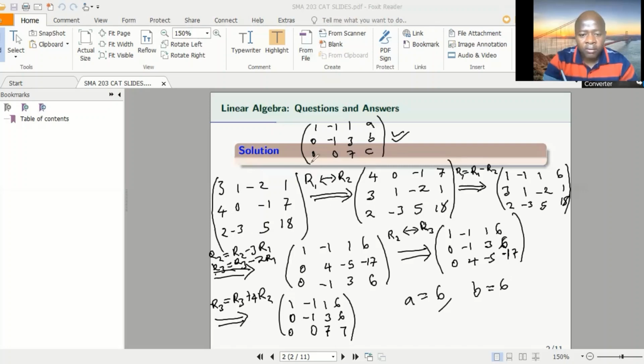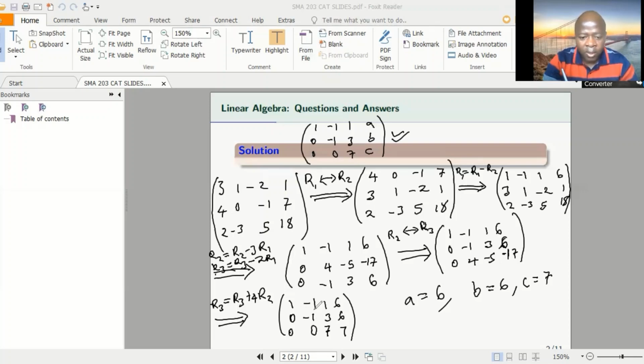I also want to achieve 0, 0, 7, C. So my C is 7. So then the question says that once you've gotten A, B, and C, now find the values of X, Y, and Z. So I just come back here using this matrix here.